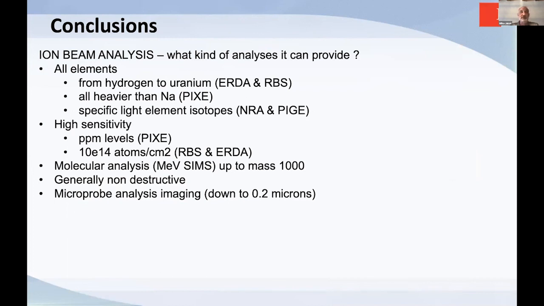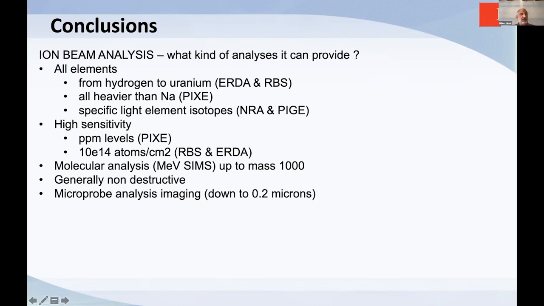We have many such investigations during the year through CERIC or other projects. And I just want to conclude with the main messages to everybody about what ion beam analysis can do. So we can analyze all elements from hydrogen to uranium. PIXE can analyze everything above sodium, but we can analyze also oxygen if needed. But ERDA and RBS can do all the elements. Okay, RBS cannot do hydrogen. And with nuclear reaction analysis, some specific light element isotopes can be measured as well.